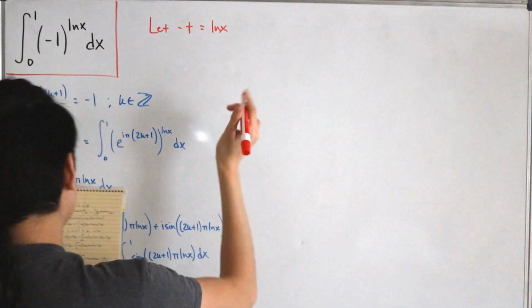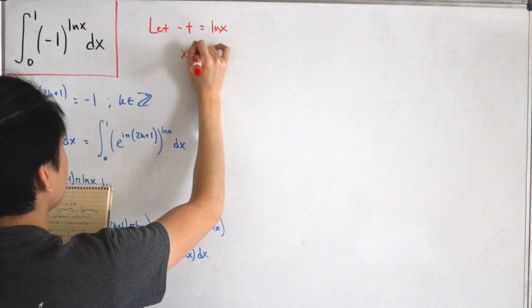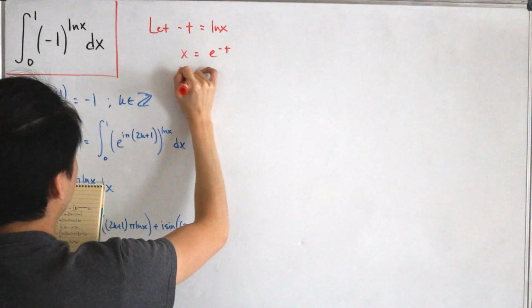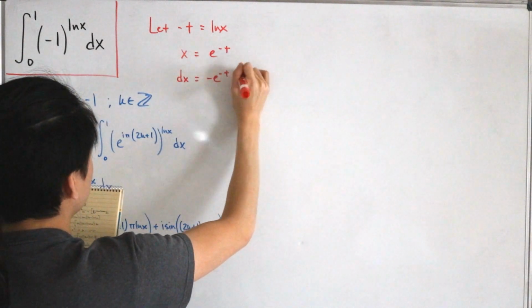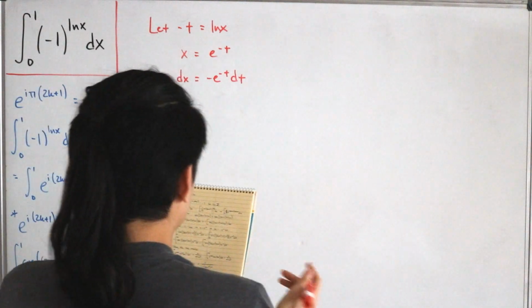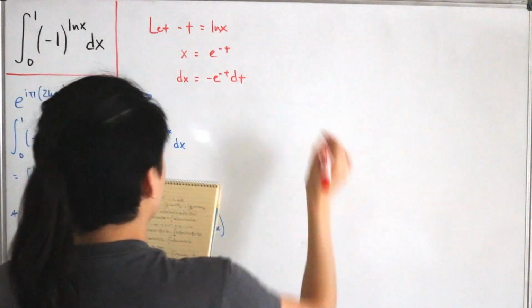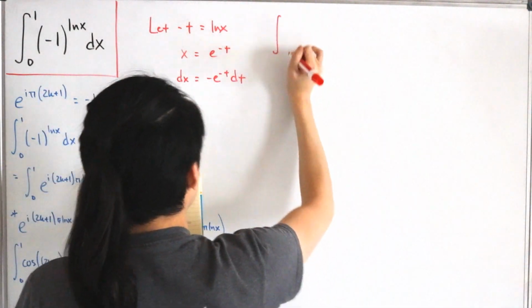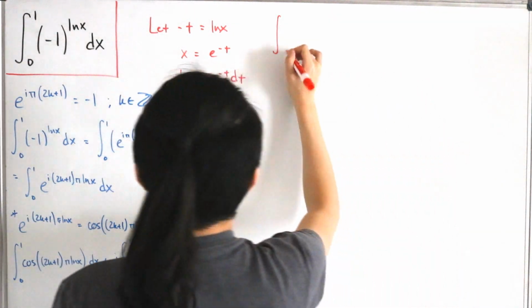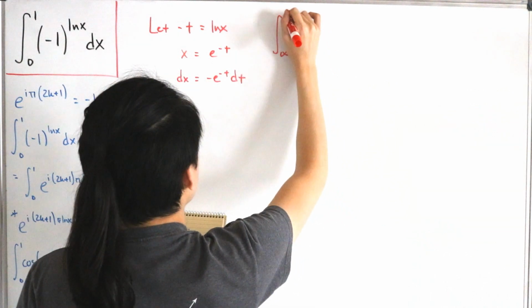We use negative t equals ln of x, then solve for x by taking e to the base on both sides, so x is equal to e to the negative t. Differentiate both sides, so dx is equal to negative e to the negative t dt. Now let's plug all this back in for the new substitution. We have our new bounds as well, one thing at a time. If we plug in 0 for x, then t has to be infinity. And if we plug in 1, the upper bound is going to be 0.